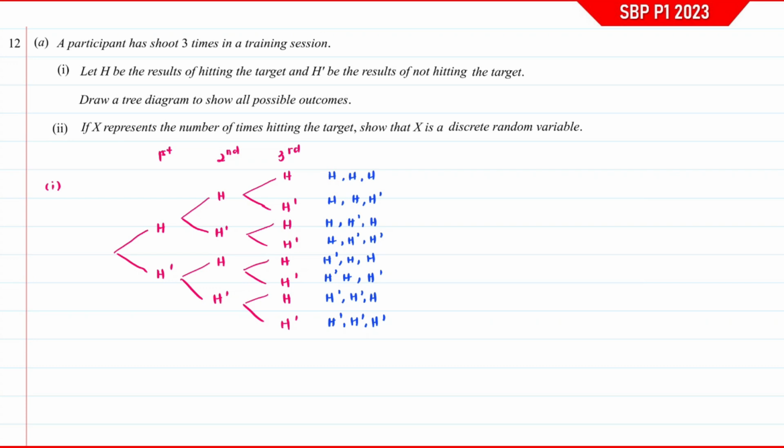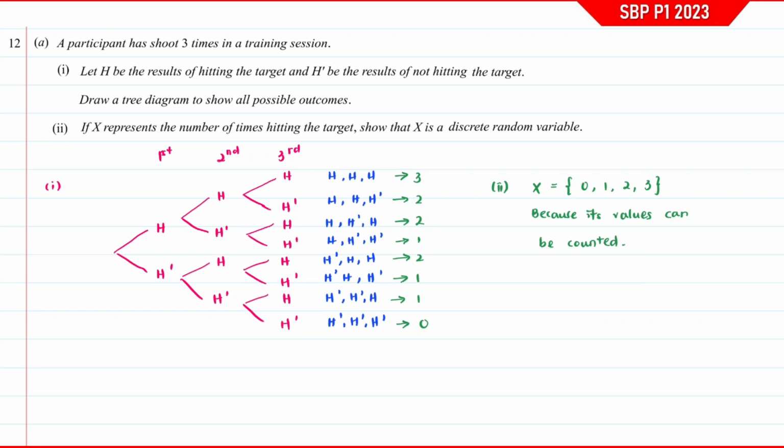Question number 2. If X represents the number of times hitting the target, which is the H, show that X is a discrete random variable. So here the number of times hitting the target will be 3, followed by 2, 2, 1, 2, 1, 1, and 0. Therefore, X will be 0, 1, 2, and 3. X is a discrete random variable because its values can be counted.